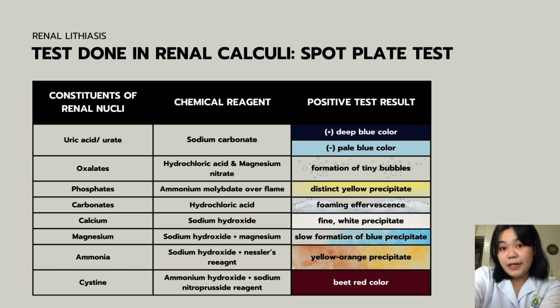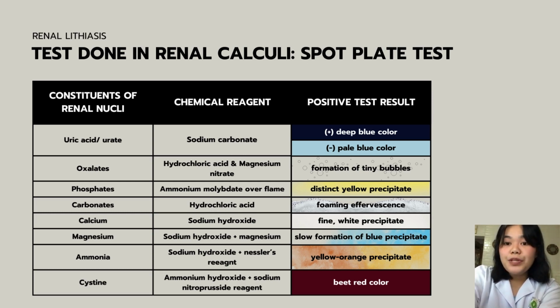We also have phosphate, which has the chemical reagent of ammonium molybdate over flame, and it gives a positive distinct yellow precipitate. We also have carbonates, which has the hydrochloric acid as its chemical reagent, and it gives a positive result with a foaming effervescence. And we also have calcium, which has the chemical reagent of sodium hydroxide, and it gives a positive fine white precipitate. We also have magnesium, which has the sodium hydroxide and magnesium as its chemical reagent, and it gives a slow formation of blue precipitate for the positive result.